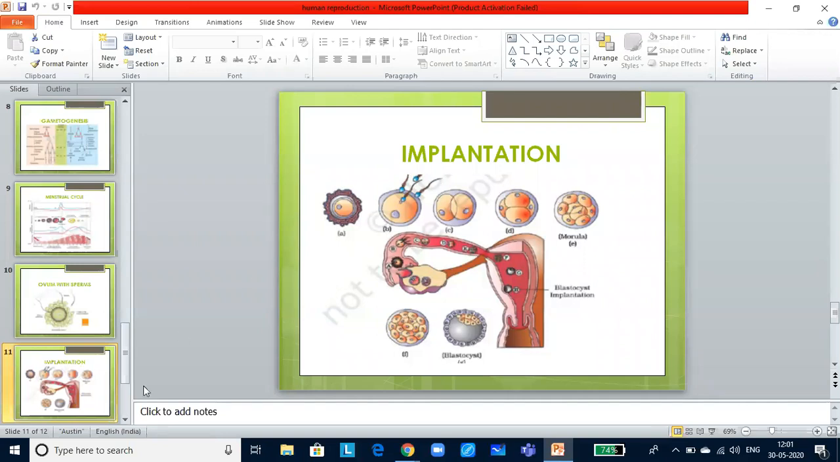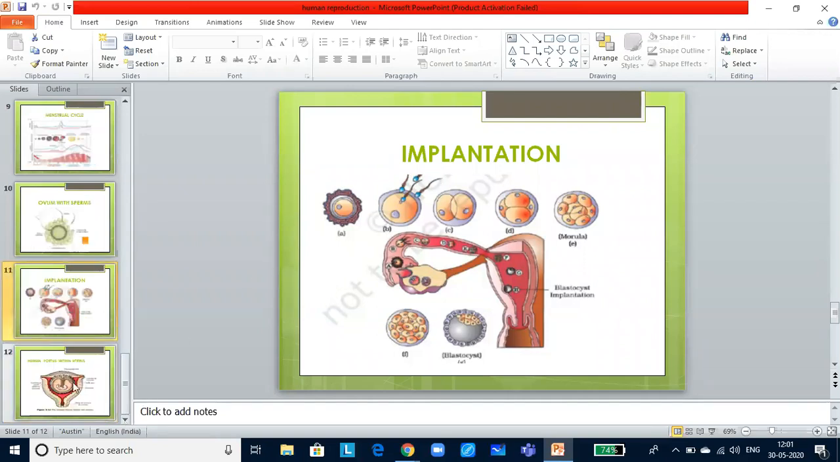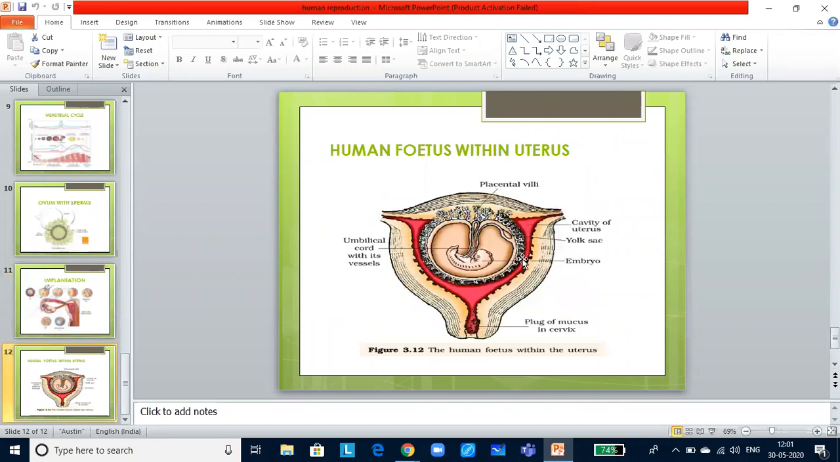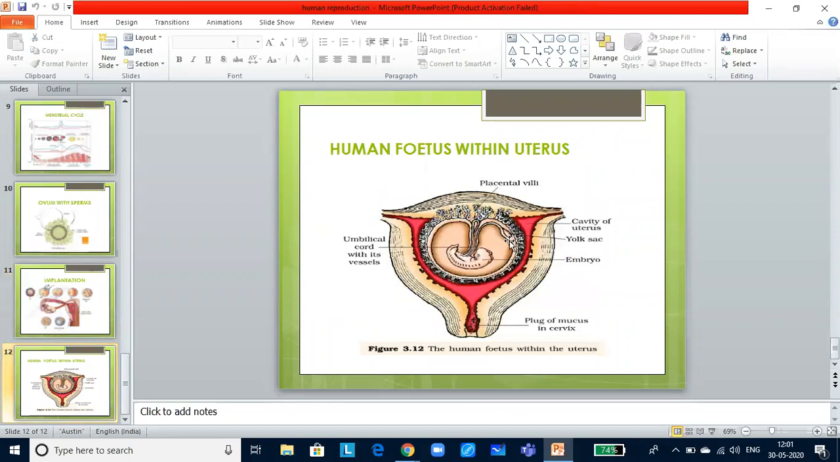Now pregnancy and embryonic development. So this is the human fetus within the uterus. This is how the fetus will start developing, and these are the umbilical cord with its vessel, placental villi, cavity of the uterus, yolk sac. This is the embryo, plug of the mucus in the cervix. So these parts are very, very important. This diagram is very important. So note down the parts that are very important, because they will ask you to identify.